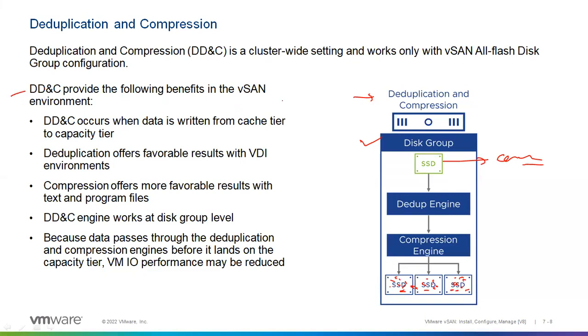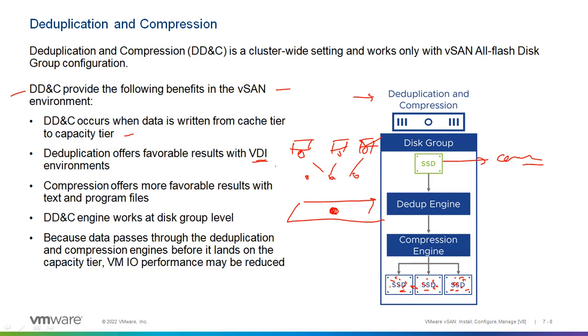Dedupe and compression provide the following benefits, once data is written from the cache tier to the capacity tier. Dedupe offers favorable results when we are using VDI. First, let's understand what dedupe is. Dedupe means removing duplication: multiple VMs using similar data. Instead of creating three separate copies of that data, or that object, it is going to create one copy.